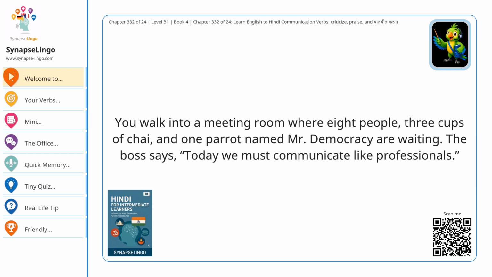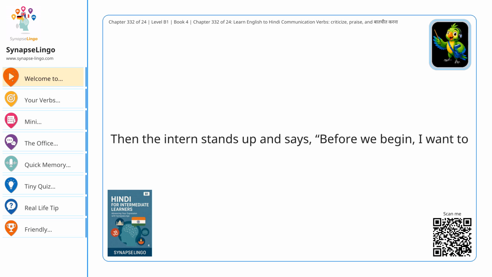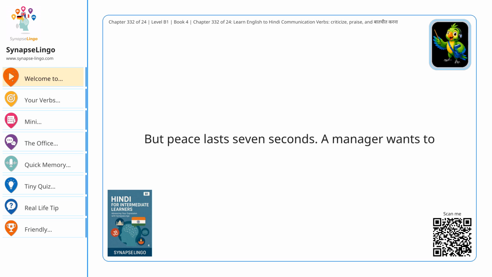You walk into a meeting room where 8 people, 3 cups of chai, and 1 parrot named Mr. Democracy are waiting. The boss says, "Today we must communicate like professionals." The parrot immediately starts to आलोचना करना the PowerPoint font. Rude, but accurate. Then the intern stands up and says, "Before we begin, I want to प्रशंसा करना the team for arriving only 15 minutes late." Miraculously, everyone smiles. But peace lasts 7 seconds.